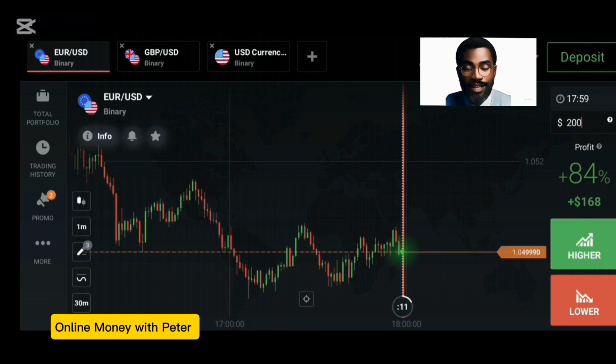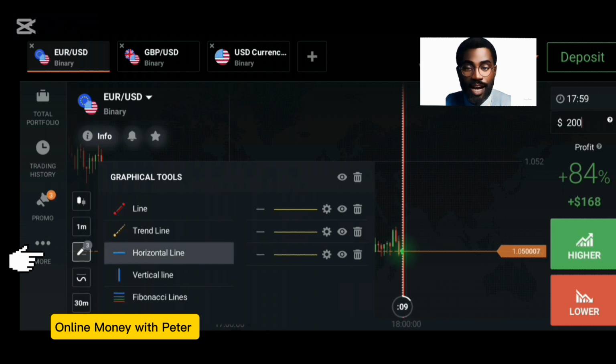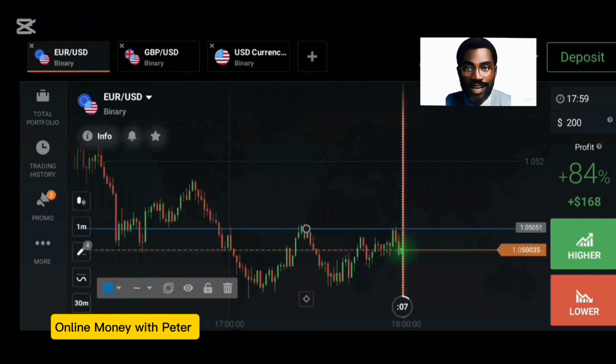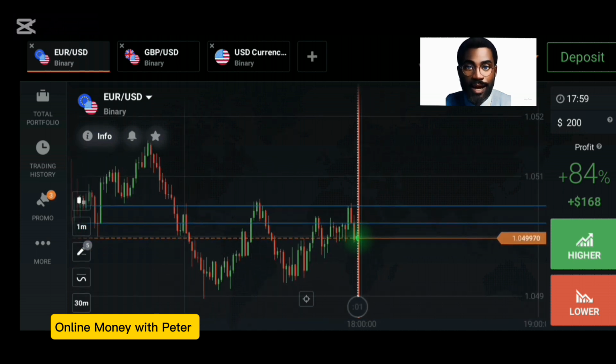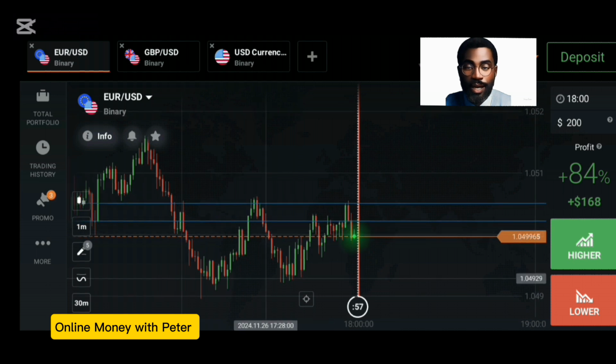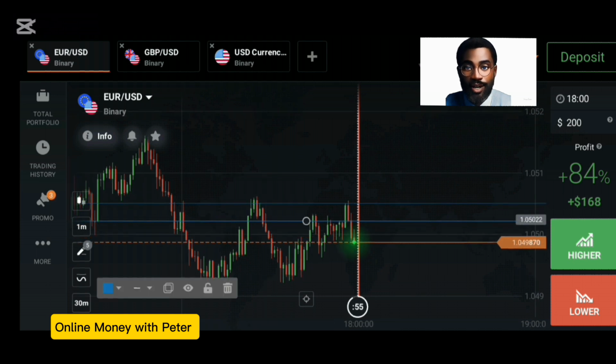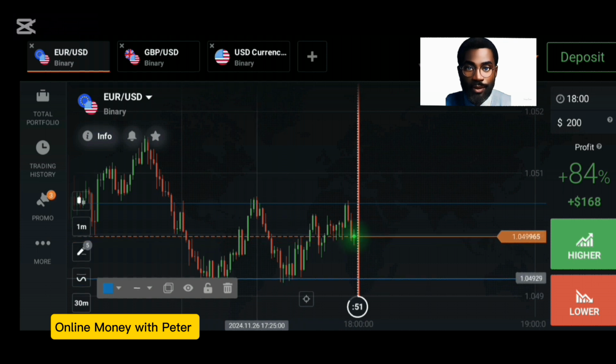So what I'll do, I press this one to look out for my support and resistance. So this is my resistance. I click duplicate and I place my support. Okay, I place my support here.